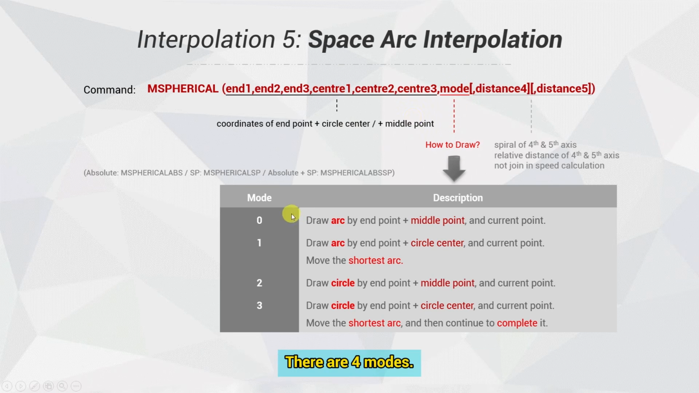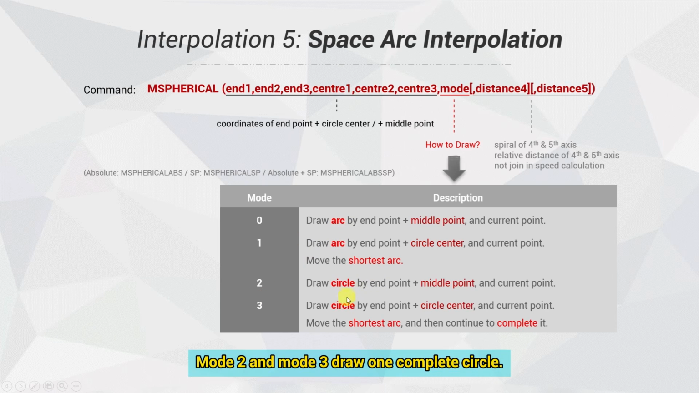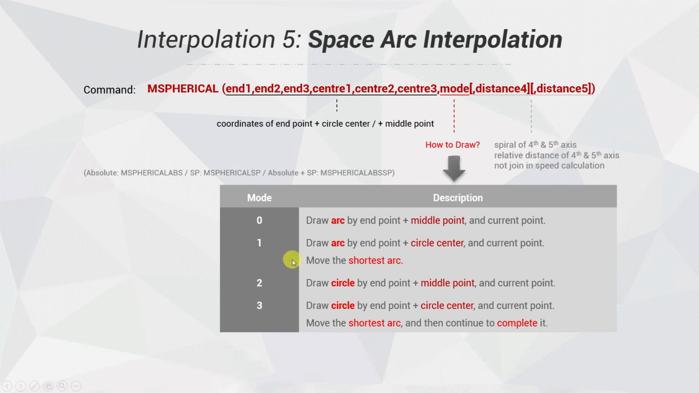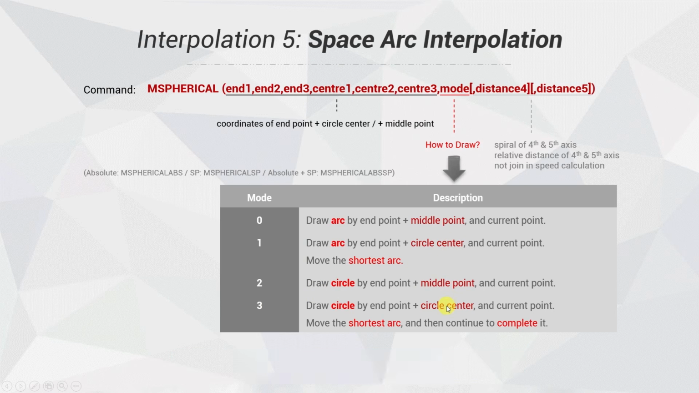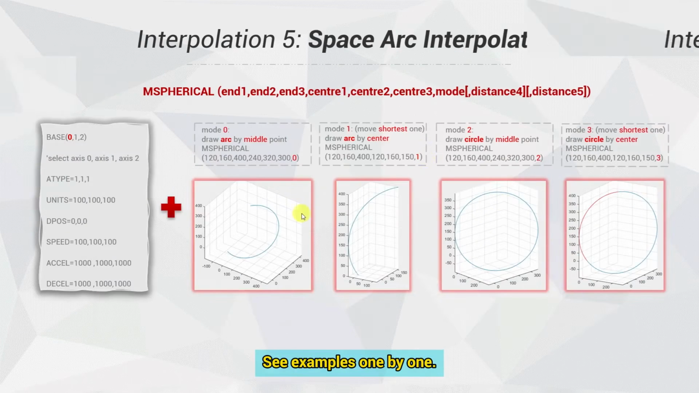There are 4 modes. Mode 0 and Mode 1 draw one arc. Mode 2 and Mode 3 draw one complete circle. And it can be seen Mode 0 and Mode 2 use middle point. But for Mode 1 and Mode 3, they use circle center. For these two are for spiral. Same as before. See examples one by one.